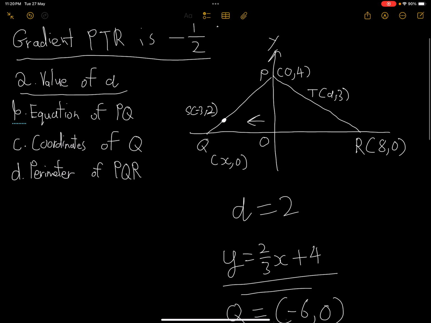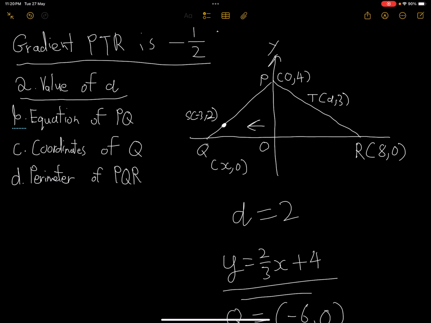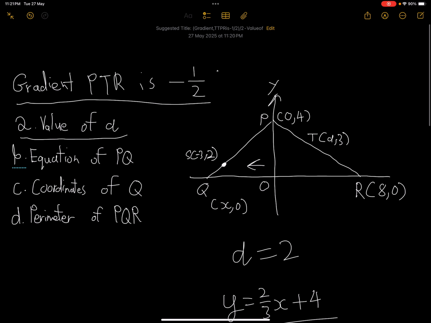Alright, final question, perimeter of PQR. This is probably the easiest question, but also some people might forget how you're supposed to do it. Finding the perimeter of PQR means that we're finding the perimeter of this triangle, right? That means we're finding the length of this line, and of here to here.